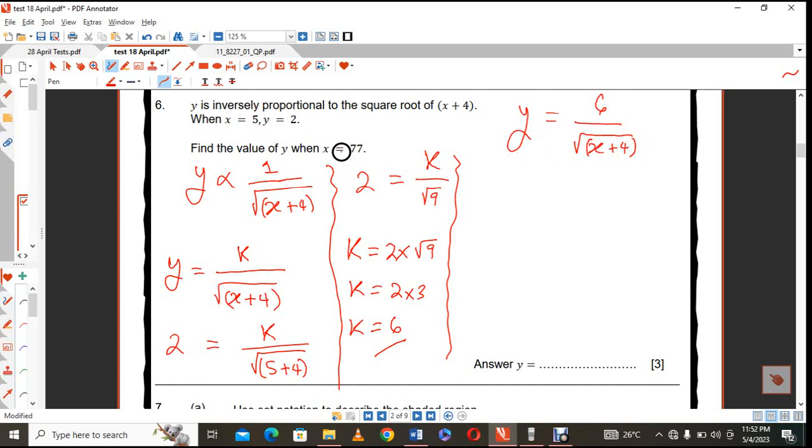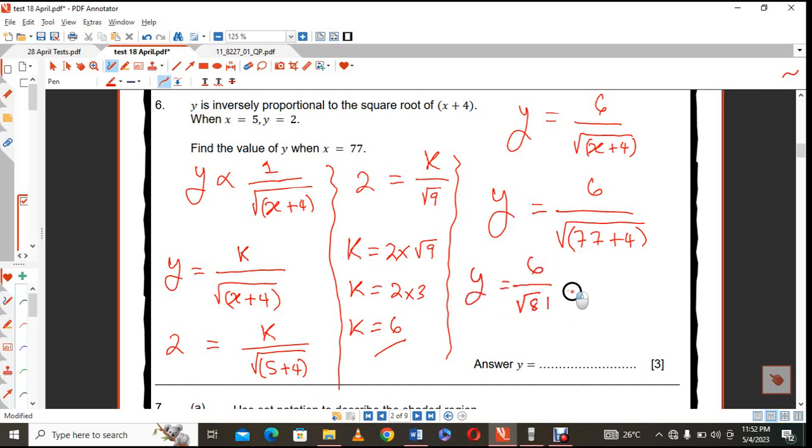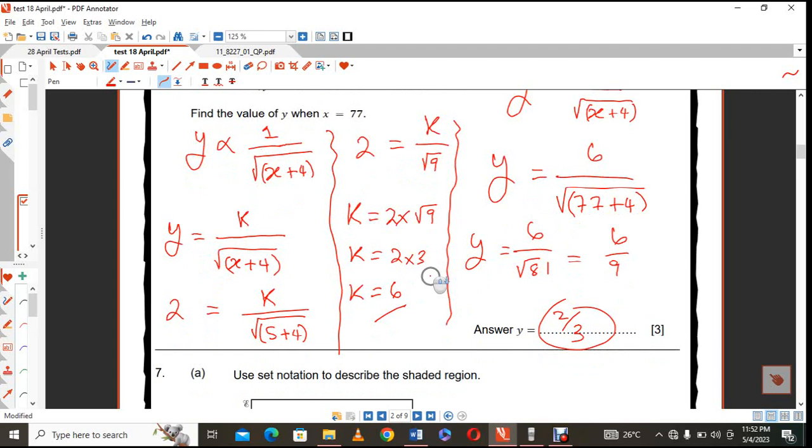Now they tell me when x equals 77, so y equals 6 over the square root of 77 plus 4. And here's the thing, 77 plus 4 is nothing but 81. So y equals 6 over the square root of 81, which is 6 over 9, which you can actually simplify to 2/3. I'd rather work with fractions as opposed to decimals, because the decimal of 2 over 3 is 0.6 recurring.